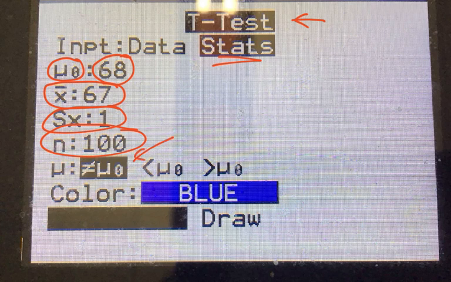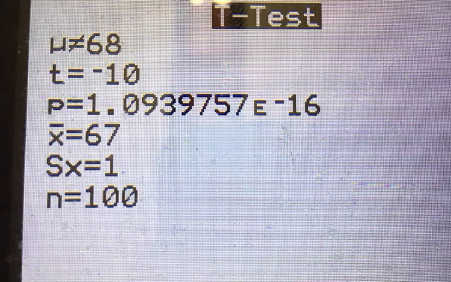Notice we're going to select not equal to, because we didn't know ahead of time whether those eggs are going to be too big or too small. Well, it's going to be greater than or less than, right? So it's a double-sided test. And of course, right here, you can't see it, but we're going to select calculate. And here's our results. Notice our test statistic did come out to be -10.